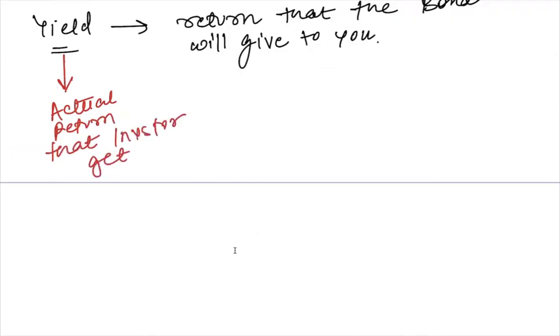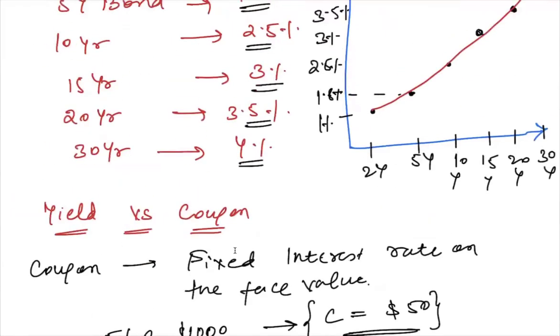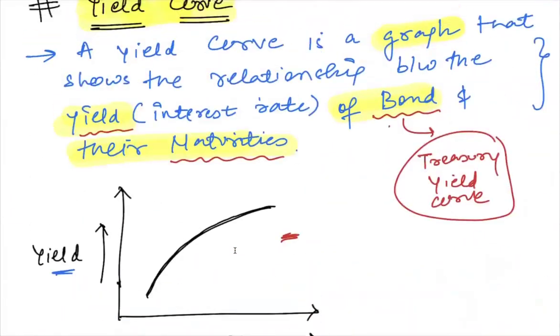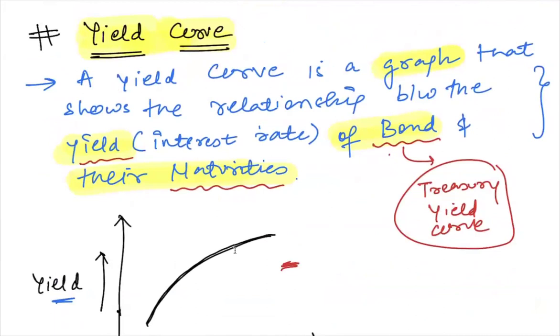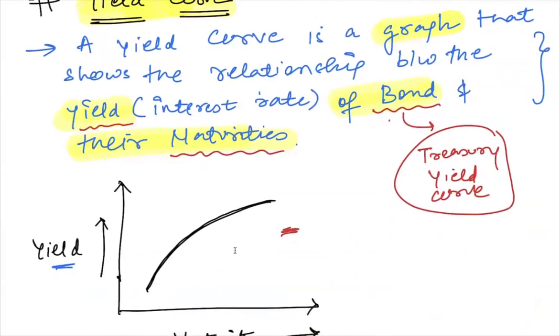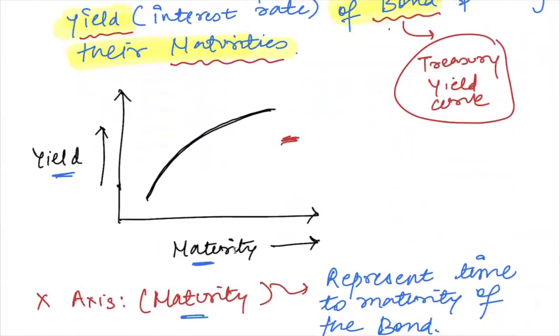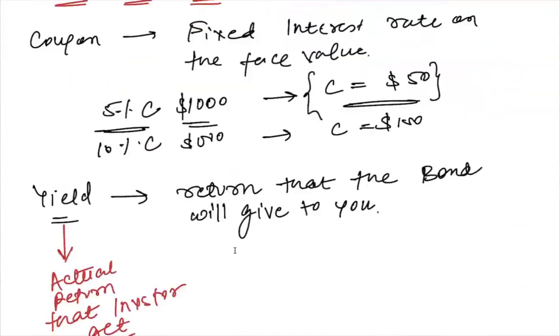So now I hope this definition is clear. What is a yield curve? It is a graph that shows the relationship between the yield of the bonds and their maturities. So you will have different maturities and different yields, or different returns, for those maturities. In the fixed income space, we do not say returns, we just say yield. So let's look at different yield curves.